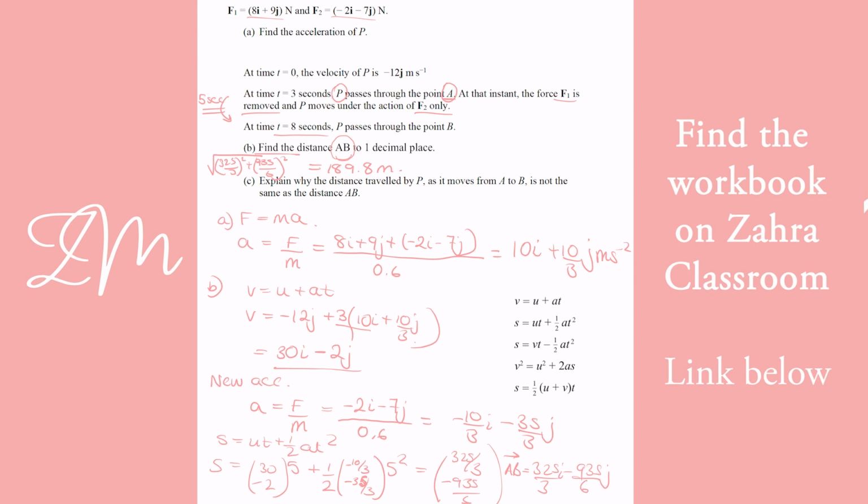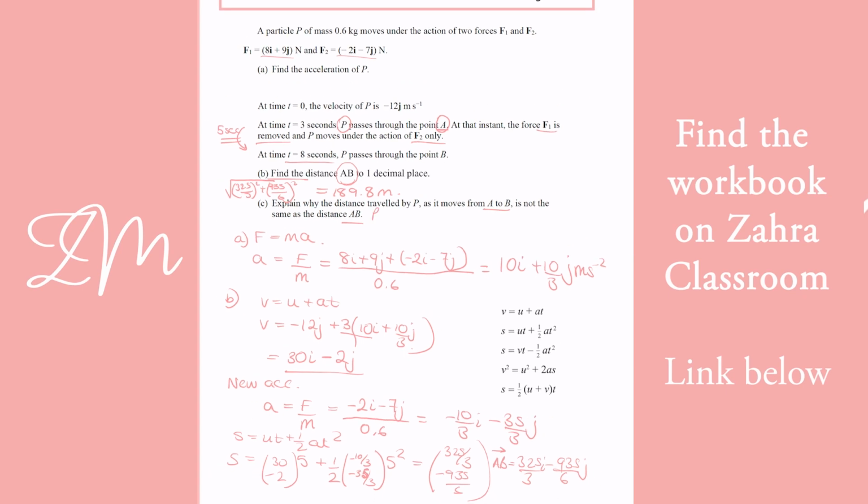Explain why the distance travelled as it moves from A to B is not the same. Well, for A to B, when we're talking about in vector form, we assume it's moving in a straight line. So you're going to say the particle P doesn't move in a straight line.